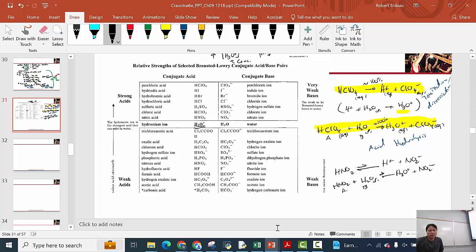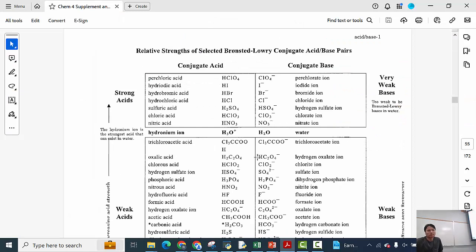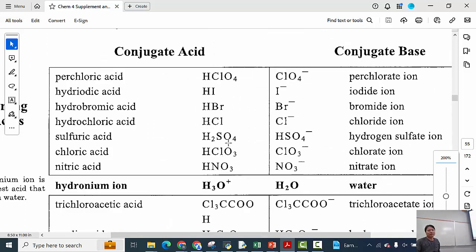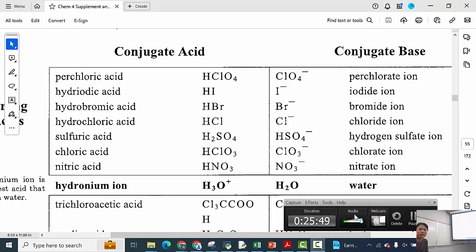So let's take a look at the acids here. When you have tables like this, one of the things to do is just to read the table. This is another way you can learn things, just by repetition.